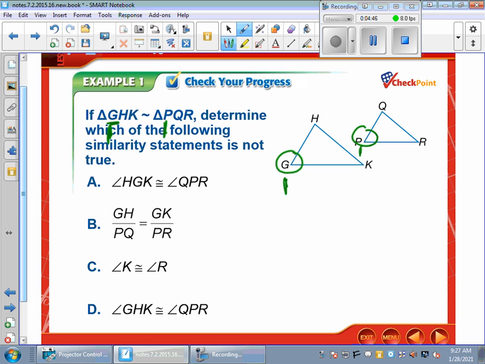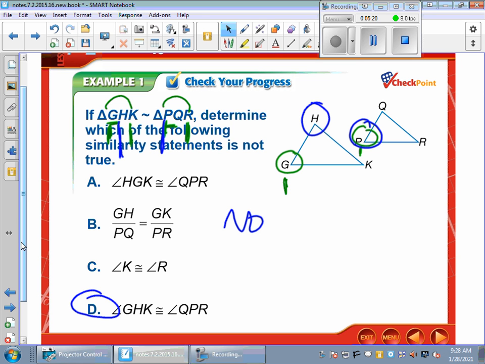So GH and PQ, that's right here. Go with GK and PR. Yep, those two match up. Does angle K match up with angle R? Yep, that one works. The last one is GHK, right here. Does that match up with QPR? So does H match up with P? And that would be a no. That one does not work. So the one that does not work is D. That's the one that is not true.